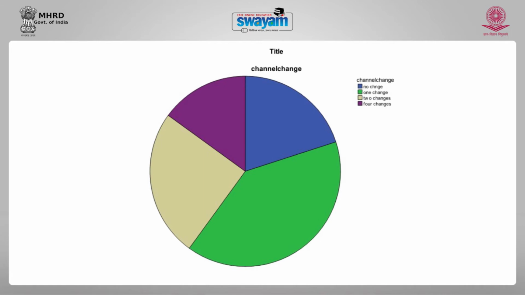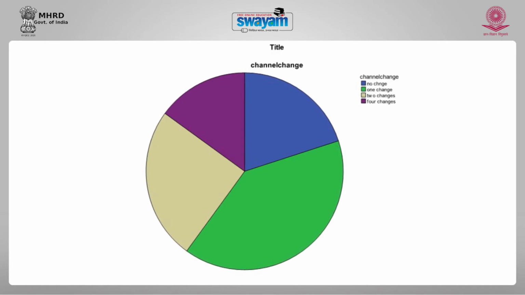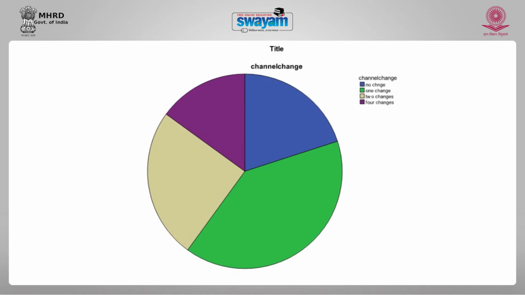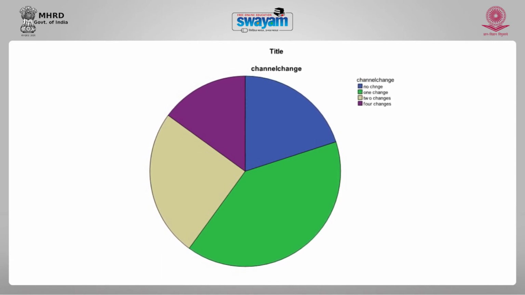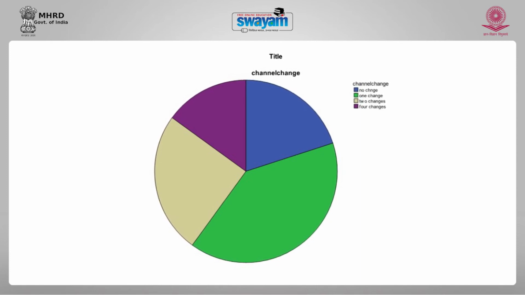The percentage is 20%, and 8 individuals have changed once, making it 40%, and 5 individuals have changed 2 times, making it 25%. 3 individuals have changed 4 times, making it 15%, and the total is 20 individuals and 100%.